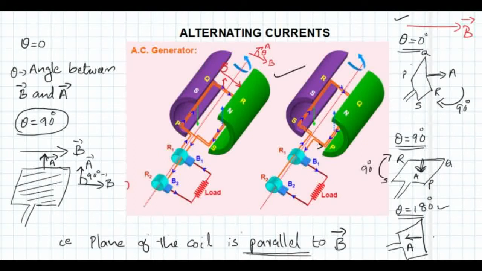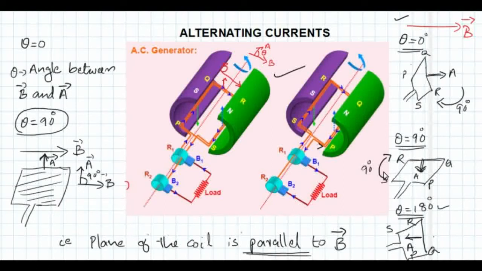For simplicity, we may mark the sides of this coil P, Q, R, S, and through this rotation of the coil, we can see how the sides are changing. When theta is equal to 0, this is the case where the sides PQRS appear like this. When we turn it through 90 degree, P and Q will come to the other side, and R and S will go to this side.